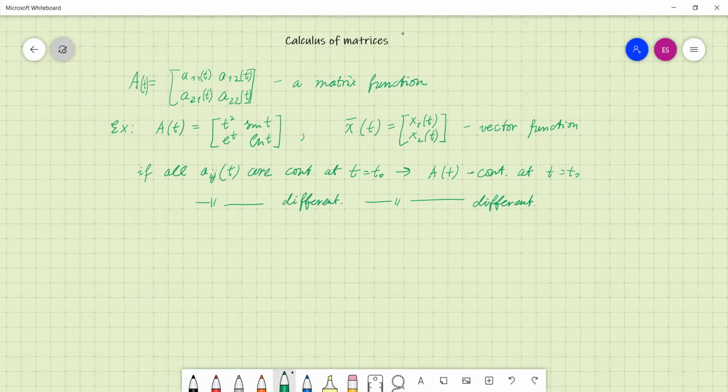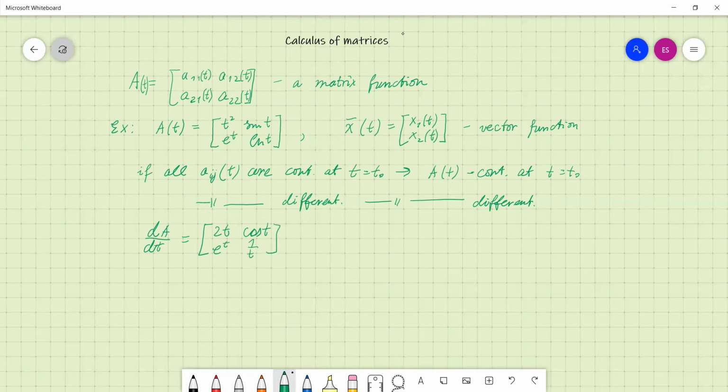How is it going to look? Let's differentiate something like what we have already defined, right? What is going to be, for example, the derivative of the matrix A of t, which we defined in the beginning? So what is dA over dt? Well, to differentiate it, we just need to differentiate every coefficient. So in our case, it's going to be 2t, and the derivative of sine is cosine of t, and the derivative of e to the power of t is e to the power of t, and the derivative of ln is 1 over t. So that's how we differentiate the matrix.